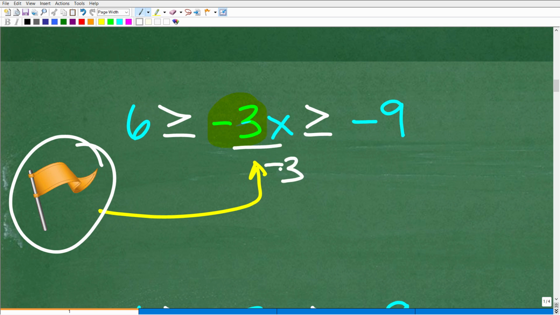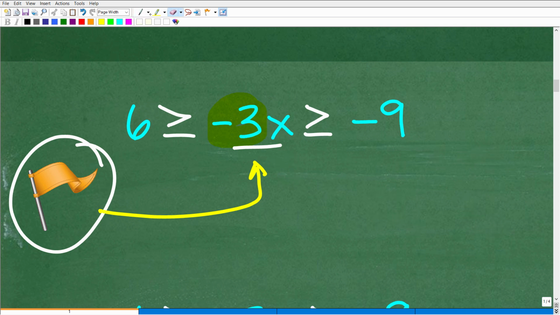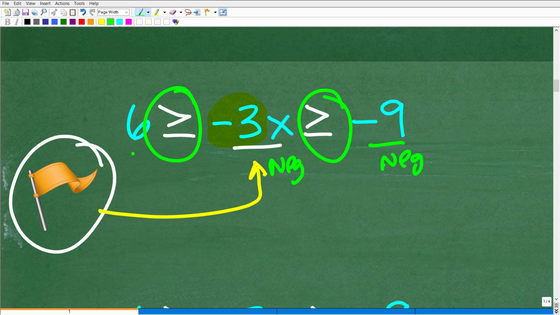Now, anytime you're dealing with inequalities, if you have to divide an inequality by a negative value, or if you have to multiply by a negative value to get that variable by itself, you need to be on alert, because these inequality symbols are going to reverse. So before you even take that step, you're like, okay, I'm almost there. I'm going to have to divide by a negative value here, which is specifically negative 3.